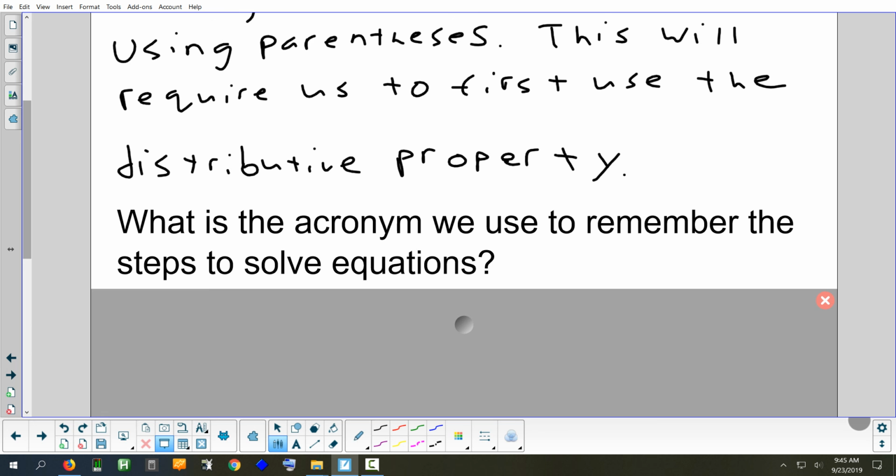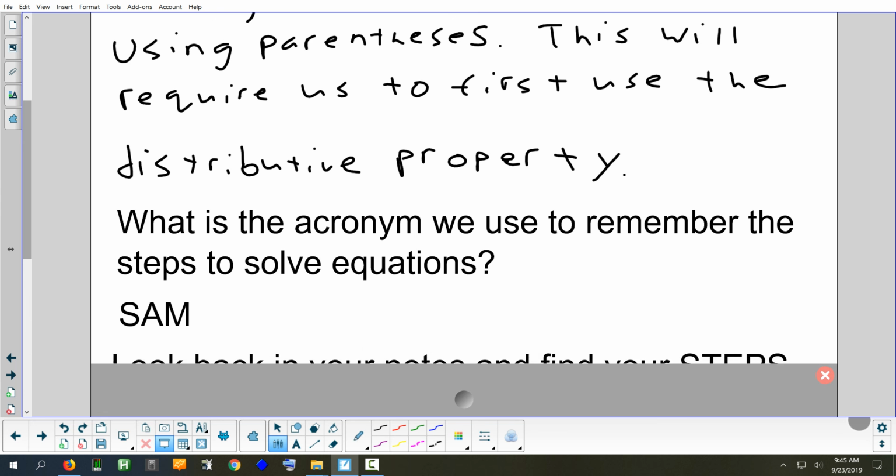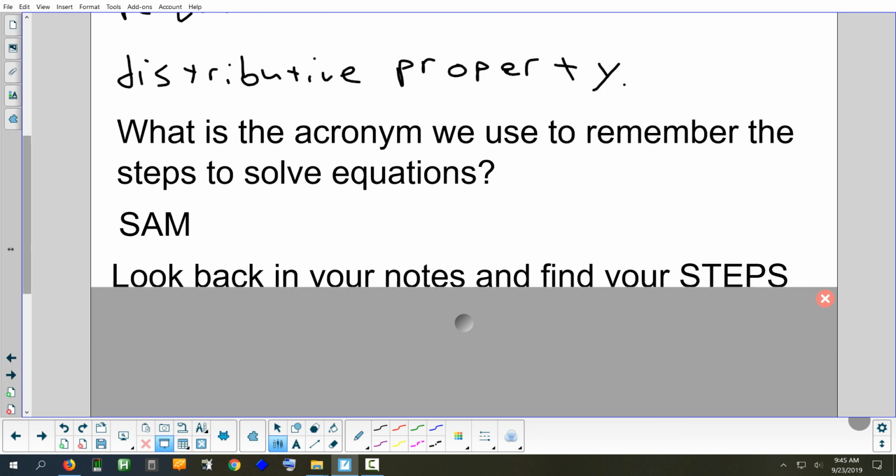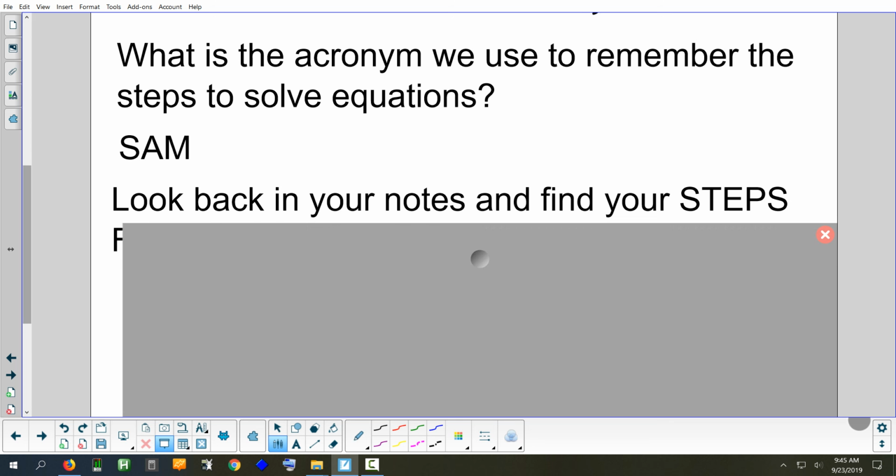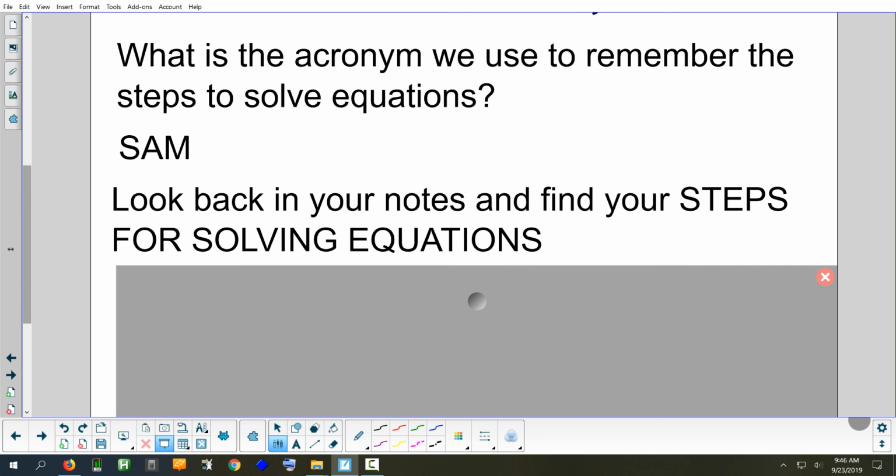What was the acronym that we used? It was 3 letters. Sam. SAM, right? So we're going to look back in your notes if you need to. If you don't need to, and you remember them, that works too. And we're going to write down our steps. What does the S stand for?